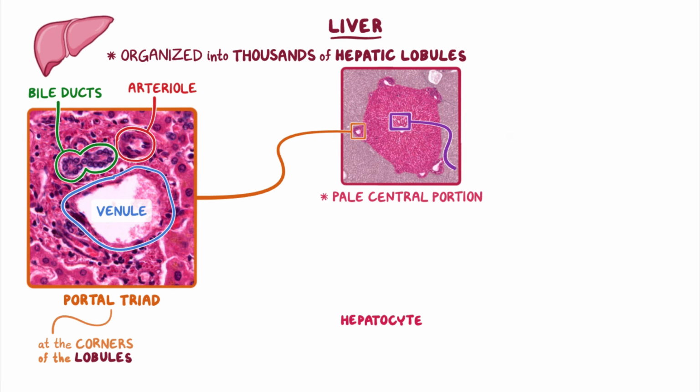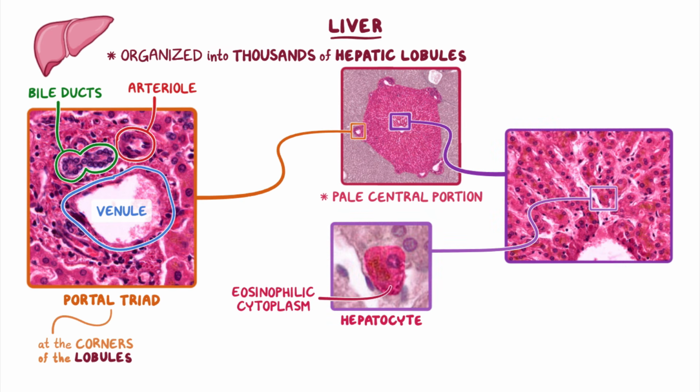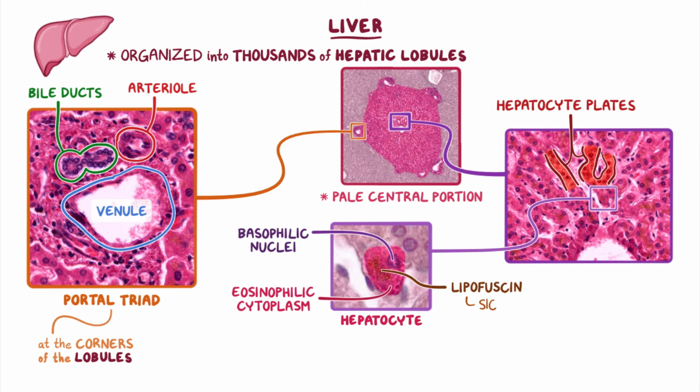The hepatocytes are large polygonal cells with very eosinophilic cytoplasm and basophilic nuclei. The hepatocytes are organized into branching hepatocyte plates of cells that radiate out from the central vein. And lipofuscin is a sign of wear and tear seen within hepatocytes as fine brown granules.